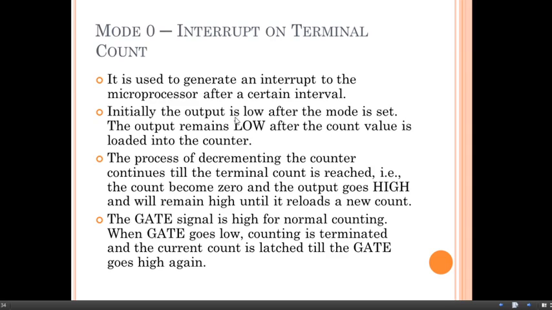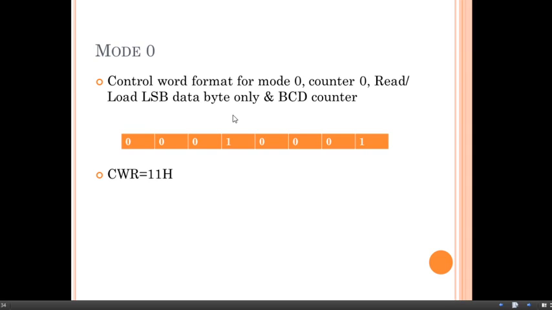Now we'll see the control word format for mode 0. In this mode 0, we are selecting mode as 0, the counter as 0, read or load LSB data byte only, and BCD counter. According to that, we are going to put the values here. These two bits are for counter selection, so for counter 0 these two bits are 0, then it is 0 and 1, that means read or write LSB only.